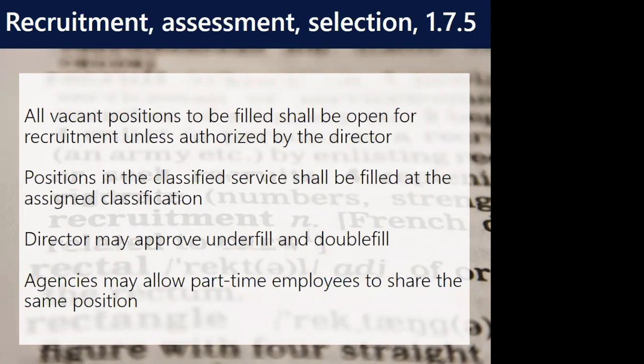So if we've already identified a candidate who's perfect for the position, we'll send the paperwork in to SPO, and the director may or may not approve a recruitment waiver for that position. Positions in the classified service shall be assigned at the classification appropriate, and a director may approve an underfill or a double fill. Agencies may allow part-time employees to share the same position. We'll talk a little bit about that.